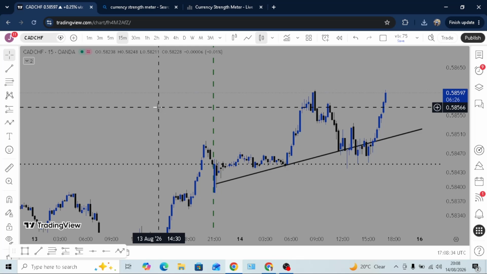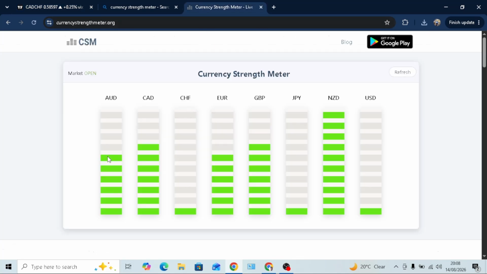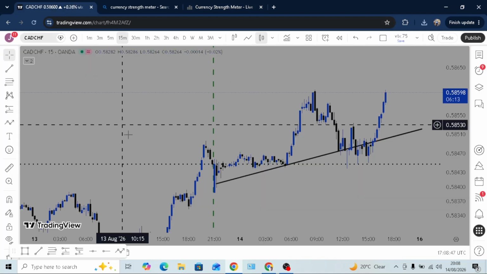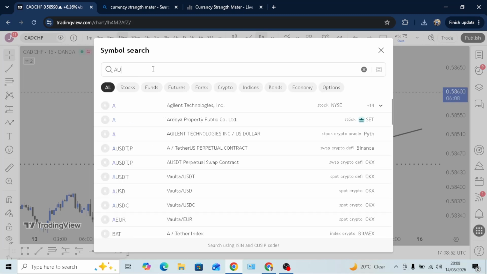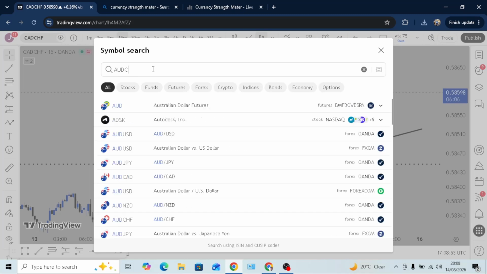Look at that. Still not convinced? Let's check on another pair. How about we do AUD CHF? You can see the AUD is strong, the CHF is weak. Let's see on the AUD CHF.